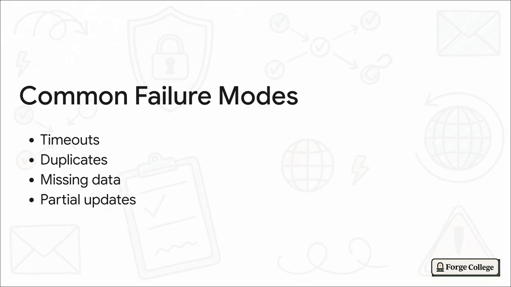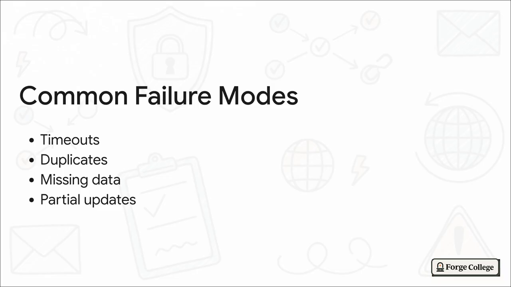First up, network timeouts. Your RPC node just decides to stop talking to you. Second, duplicate attestations, which is where the network aggressively sends you the exact same data twice. Third, missing attestations, where messages just vanish entirely into the void. And fourth, definitely the absolute worst one, partial on-chain state updates. That's where only half of your transaction actually succeeds.